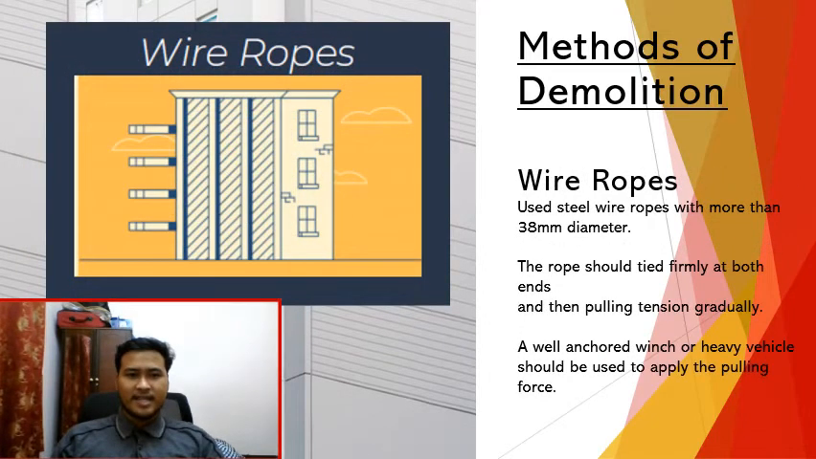So, for the next slide, wire rope. Use steel wire rope with more than 38 mm diameter. The rope is fixed tight and firmly at both ends and then tension is pulled gradually. A well-anchored winch or heavy vehicle must be used to apply the pulling force. For this method, the size should be selected according to the purpose and workload. Great care must be taken to ensure that the winch or vehicle does not lift off its mounting wheels or track.